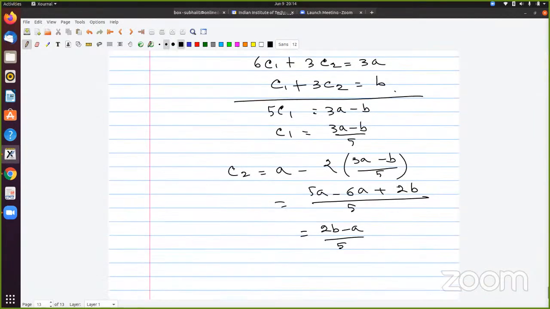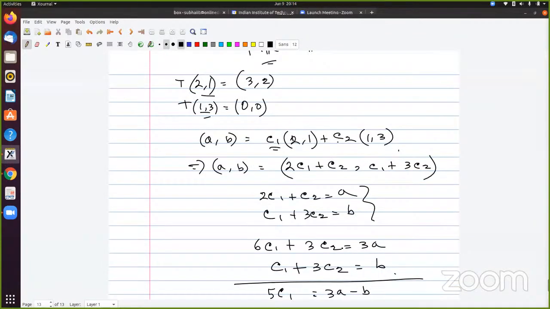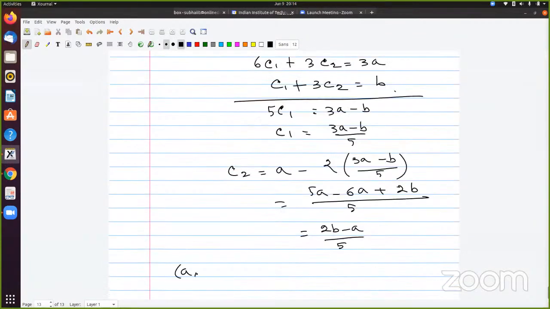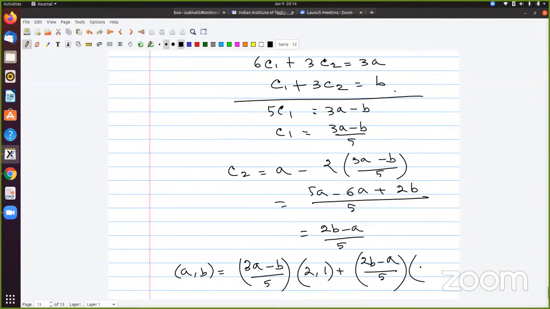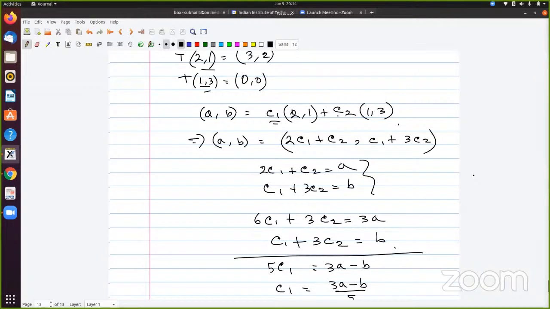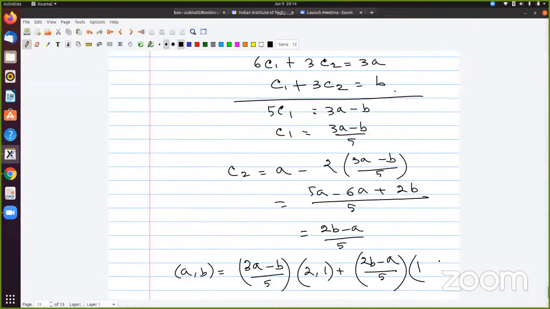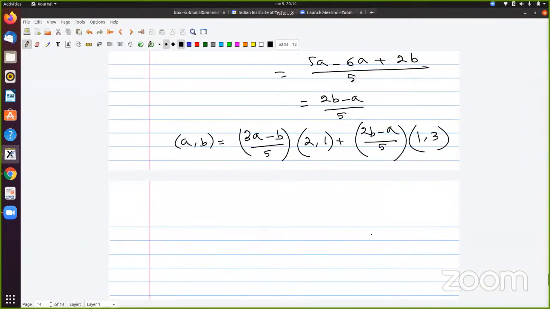Okay, so C1 and C2 I have calculated. So basically any element (A, B), I can write it as (3A minus B) by 5 times (2, 1), plus (2B minus A) by 5 times (1, 3). Right, till this part it is clear. I am just writing any element. Yes, sir. Using these two elements because this is forming a basis, right? That's why I can do it.